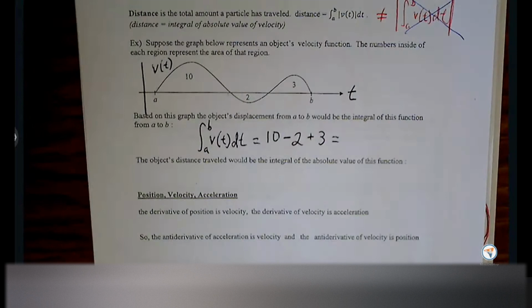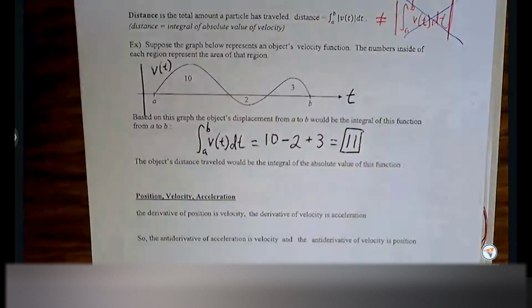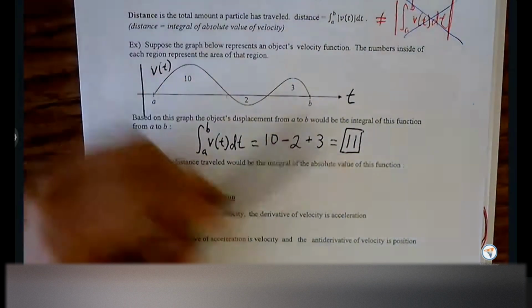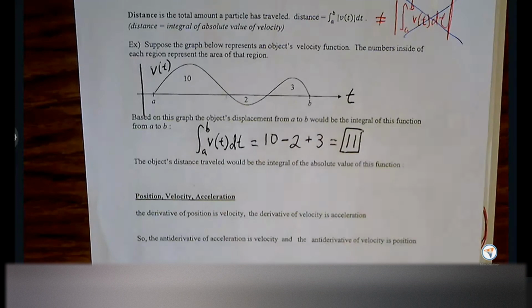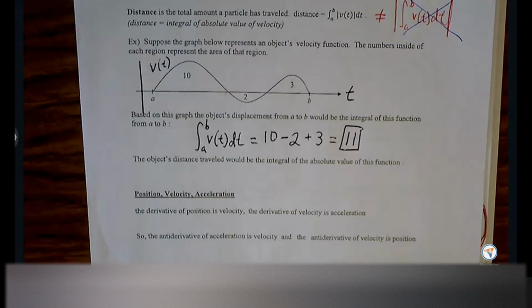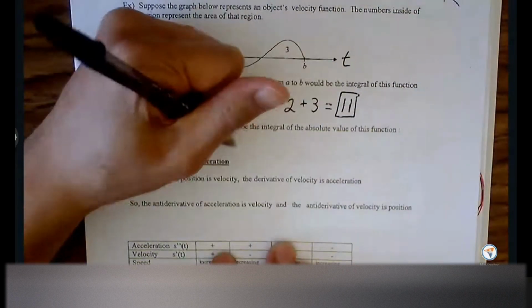So he travels 10 units right, 2 units back, 3 units forward. So in the end, he's going to have made progress of 11 units to the right. So after the dust settles, this object is going to be 11 units further to the right than where it was at the beginning. Okay, that's displacement. Okay. Any questions there?